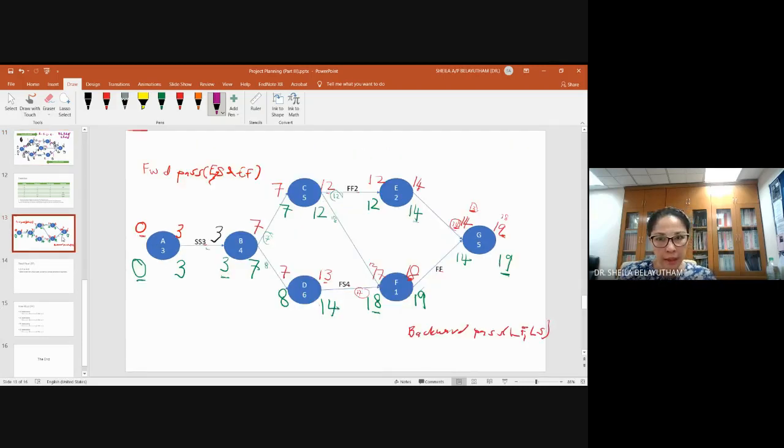So in simple manner for this activity, what is the total float for this project? What is the critical path for this project?